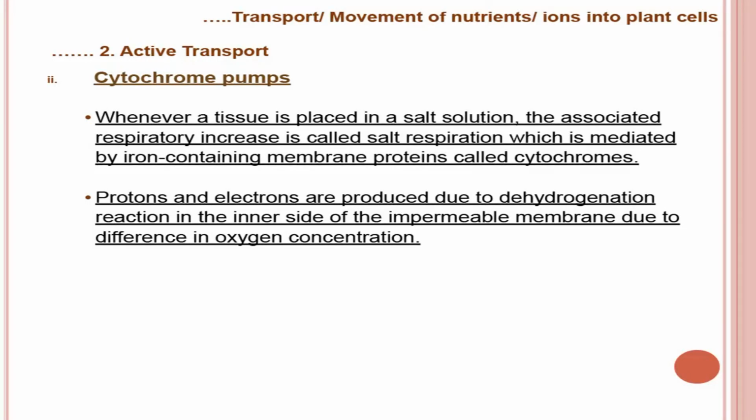Number 2, active transport is by means of cytochrome pumps. Whenever a tissue is placed in salt solution, the associated respiratory increase is called salt respiration, which is mediated by iron containing membrane proteins called cytochromes. So, cytochromes are actually a kind of protein that contain iron. Protons and electrons are produced due to dehydrogenation. Dehydrogenation means removal of hydrogen. Dehydrogenation reaction occurs in the inner side of the impermeable membrane due to difference in oxygen concentration.